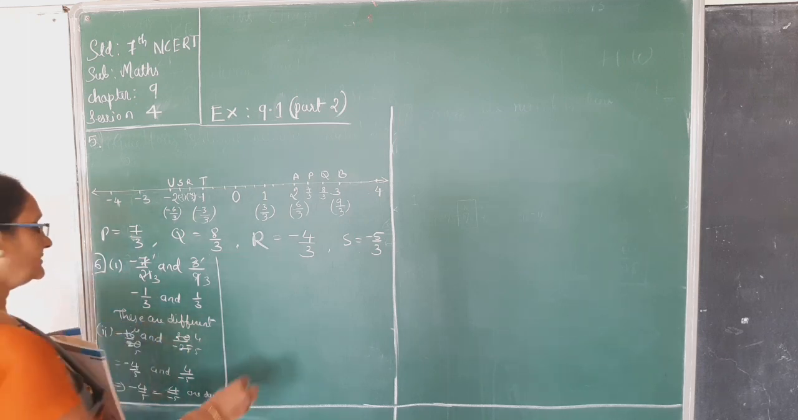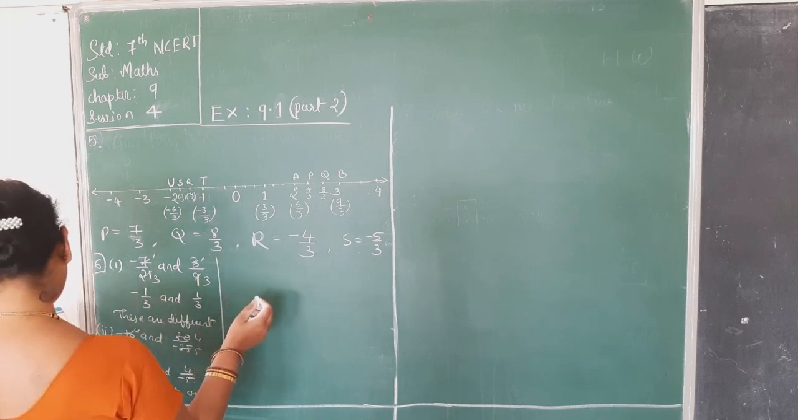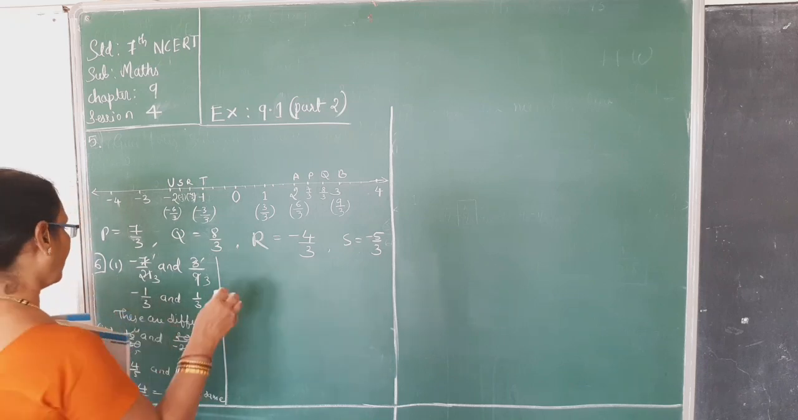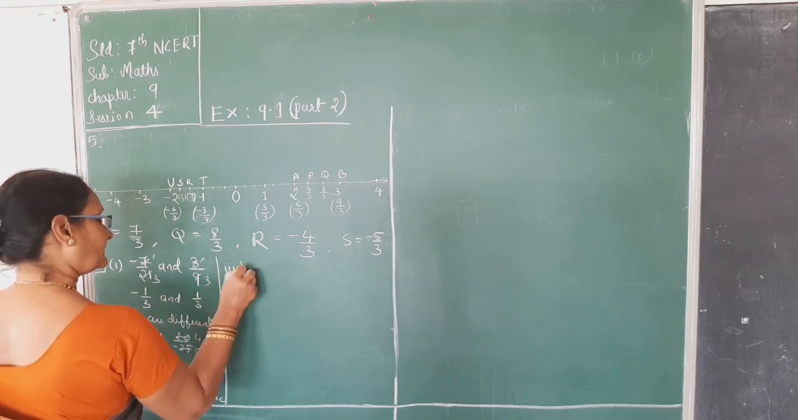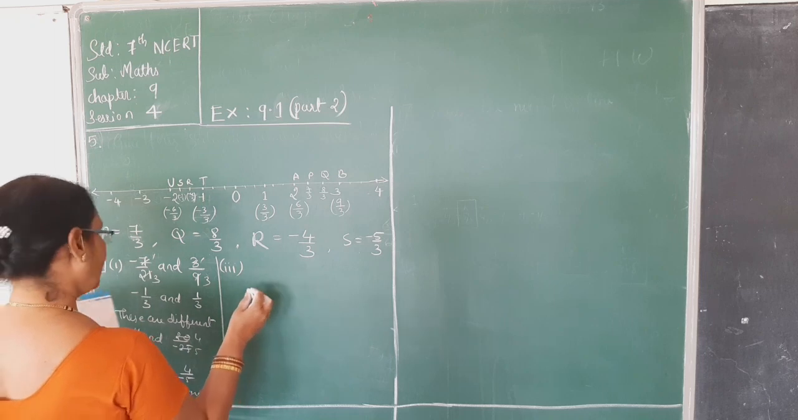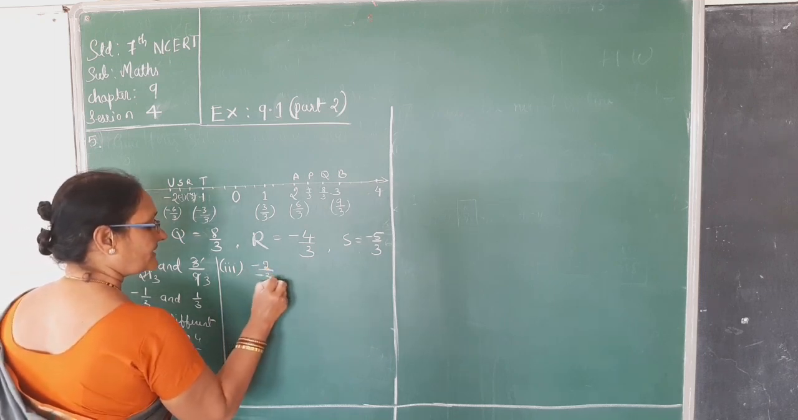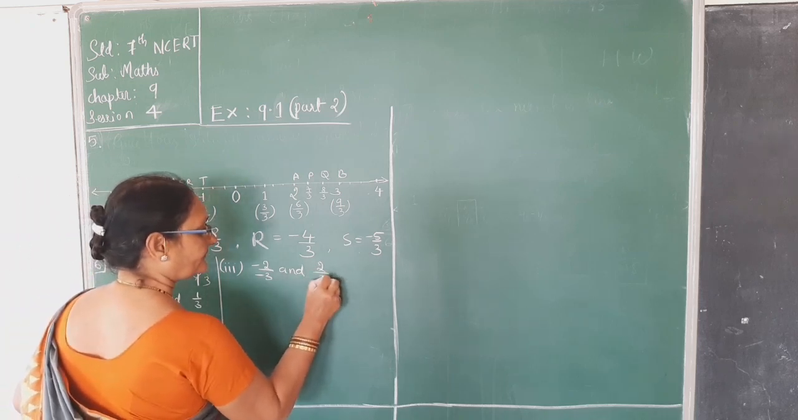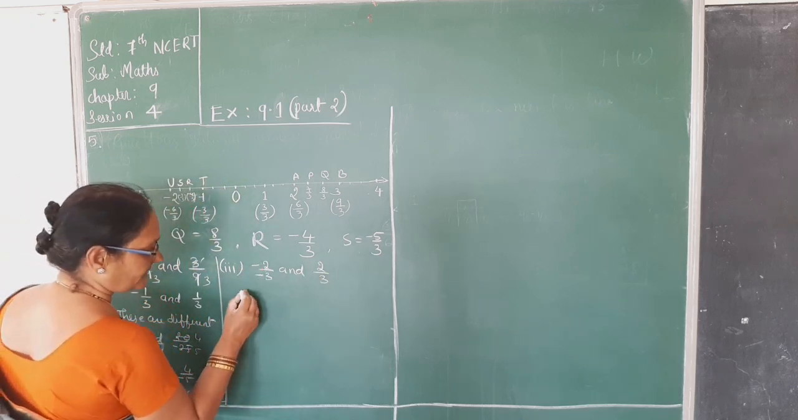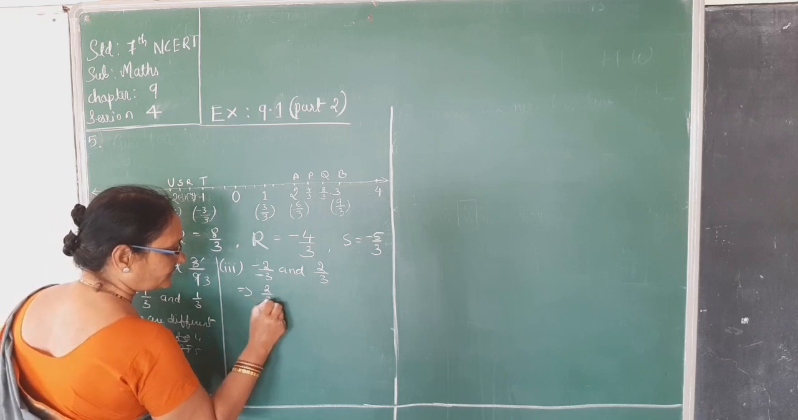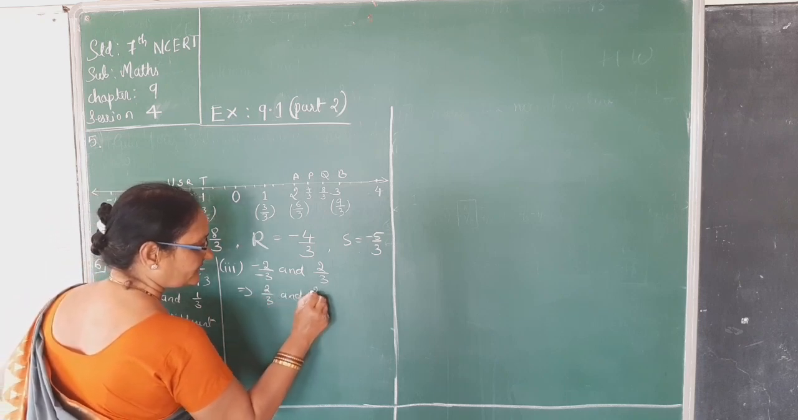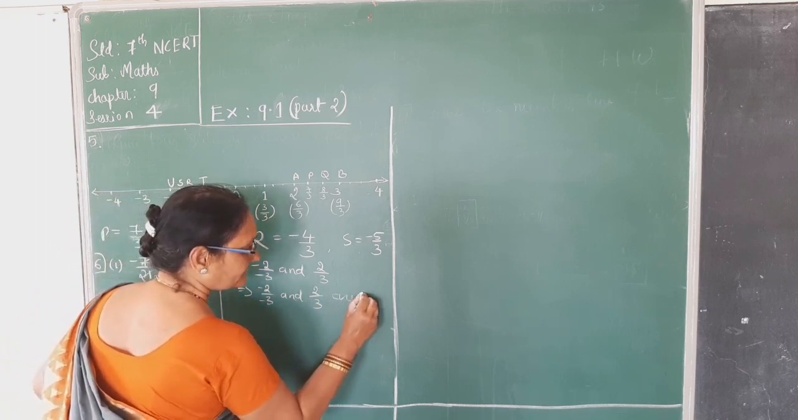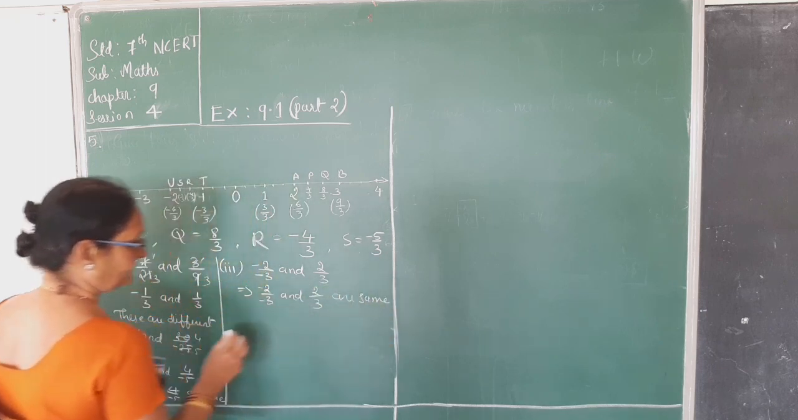So next one, the third one, there are 6. So 4 I will do, the remaining you have to do. Third one, minus 2 by minus 3 and 2 by 3. See, minus by minus is plus. This implies 2 by 3 and 2 by 3. Minus 2 by minus 3 and 2 by 3 are the same rational number.